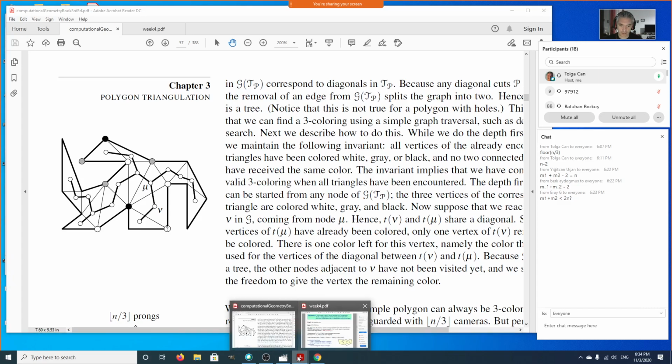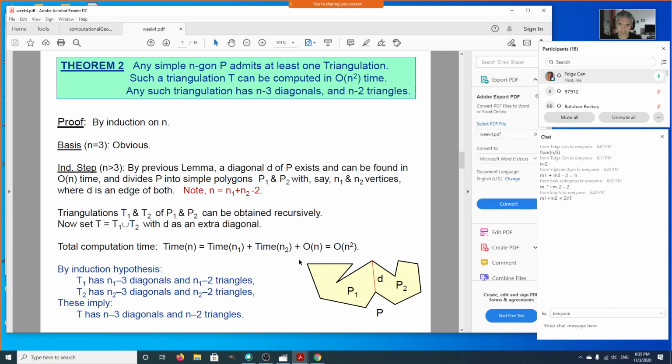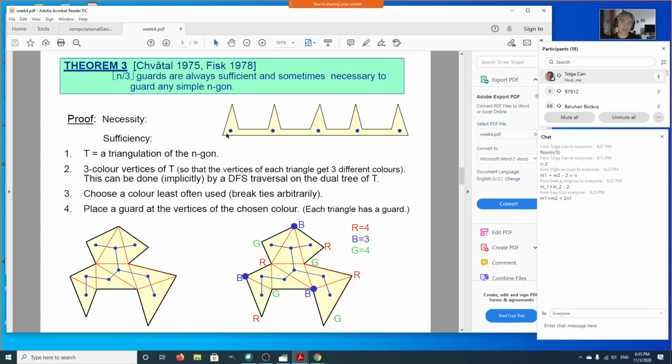Okay, so that's this. All right, let's go back to the slides. So this figure on top here, this hairy comb that you see here, is a polygon that shows that floor of n/3 is sometimes necessary for a polygon. So it's a good upper bound. It's a tight upper bound in such a way that for certain polygons like these, with triangular prongs coming out of them, you actually need n/3 cameras placed at these strategic locations.